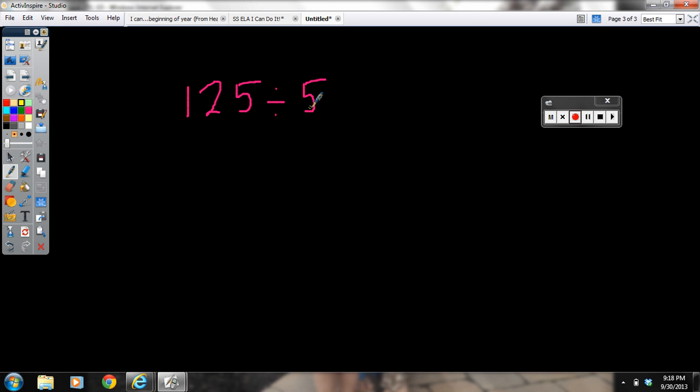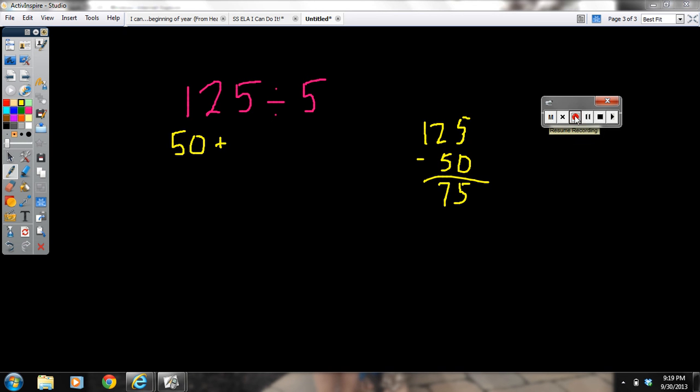Typically what we were doing with those last problems is we were taking this divisor and multiplying it by 10 to figure out the first number. So if I took that 5 and multiplied it by 10, I would get 50. Now, multiplying it by 10 might not be the best choice here, because I still have to figure out the difference between 125 and 50. If I take 125 and subtract 50, that would get my second number of 75. 50 plus the 75 gets me this 125.